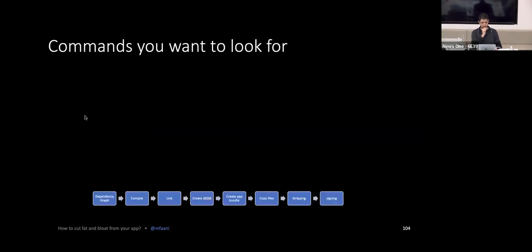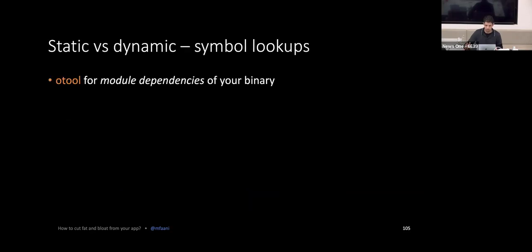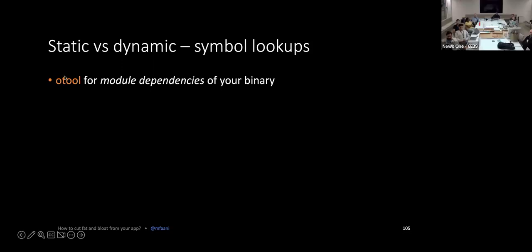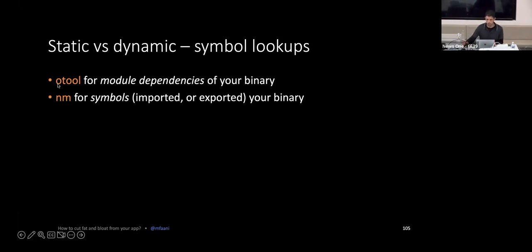So the commands that you want to look for, we already showed you this sequence. The commands you want to look for are swiftc, which does the compilation, ld, clang, which does the compilation for non-Swift files, dsymutil, which creates the dSYM for you, and strip, and this is key, this is really important. Then otool, you can use this command for figuring out the dependencies of your module. And nm, which stands for names of your symbols. It'll give you a lot of information about things that you import or export, or functions that you have internally yourself.